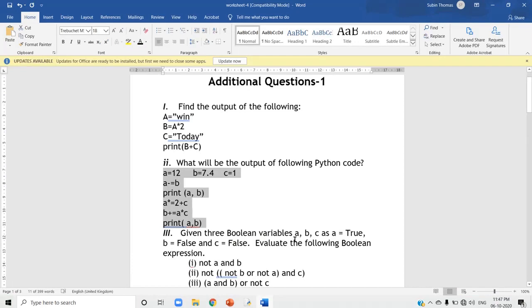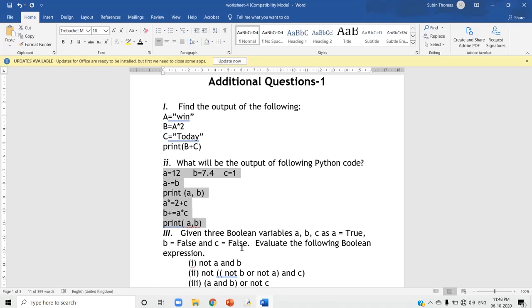Given three Boolean variables a, b and c as a equal to true, b equal to false and c equal to false. So we studied different types of data types in Python. There is a data type Boolean, which has the value true or false. A is true, B is false and C is false. Three different variables. These are the values of these three variables. Evaluate the following Boolean expression.